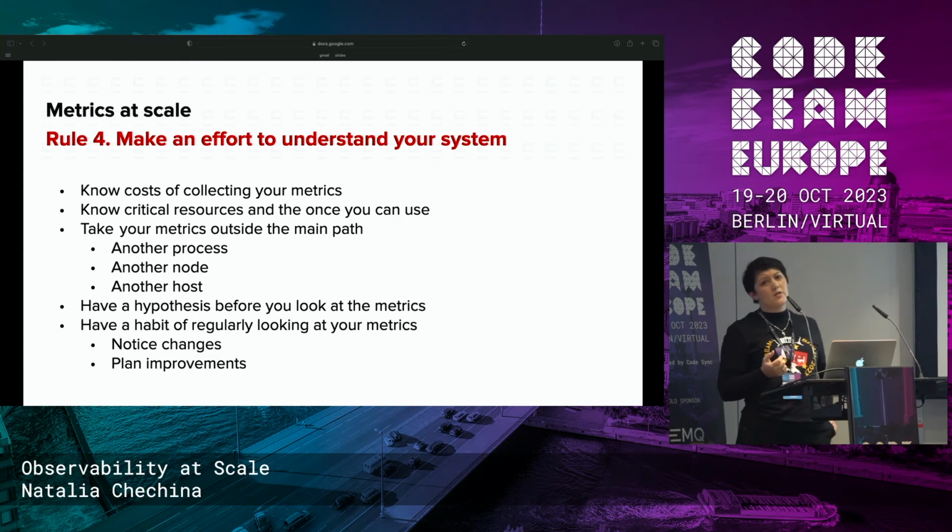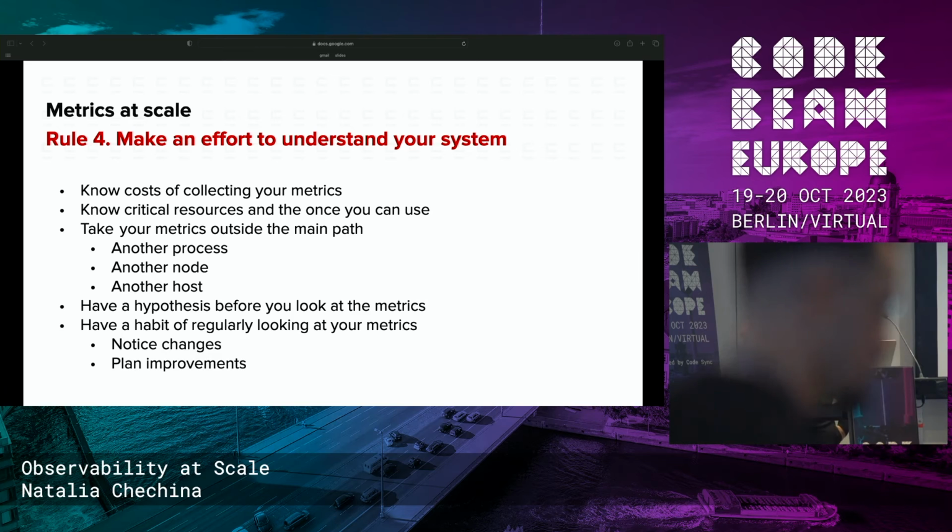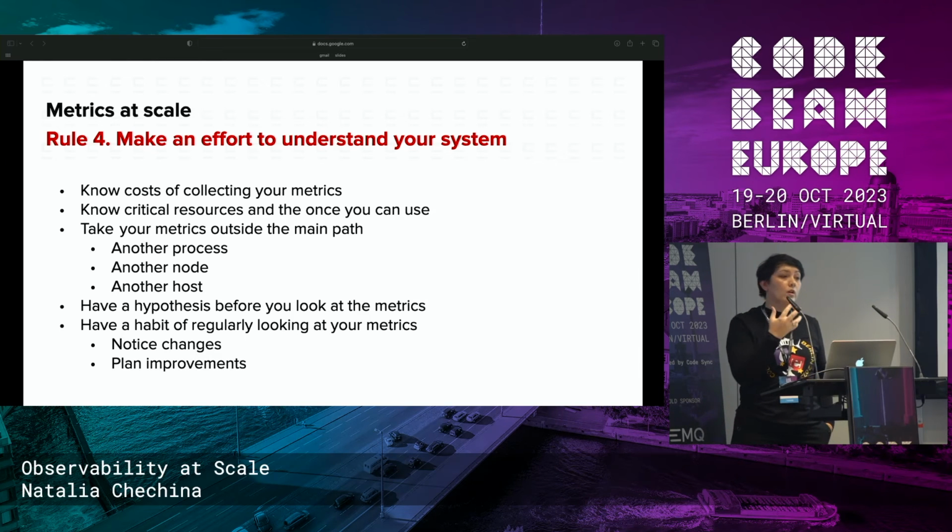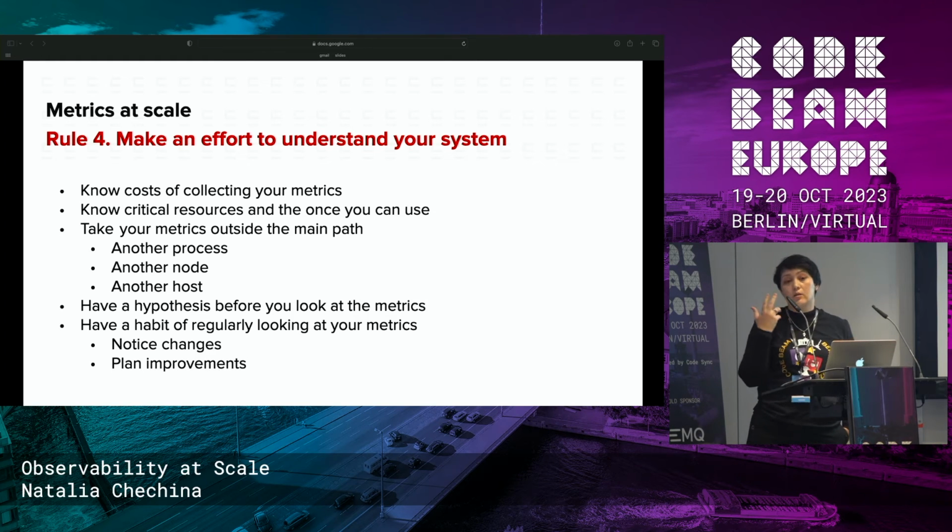Another really good tip is having a hypothesis. Before you actually look at your metrics, think what you expect. Then it will help you to understand whether the metrics show you a good picture or a bad picture, right? Is it what you expected, or is it something that you don't want? And regularly look at your metrics, make sure that you keep understanding your system.